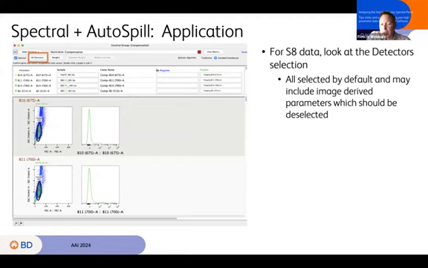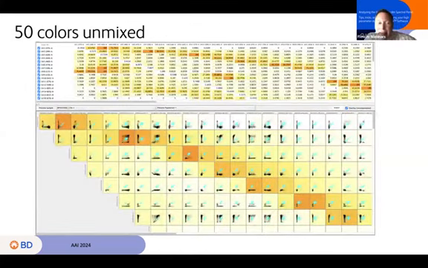I want to point out for S8 data, the all detectors box right here is very important. That is going to pick which parameters you're going to factor into the unmixing. If you're on an S8, a lot of parameters get added to the data that do not need to be unmixed because they are calculated parameters based off of the images. So they're not contributing any fluorescence into the overall system. If you're on an S8, click that all detectors box and deselect all of the image derived parameters, or else you'll get a crazy compensation matrix where there are a whole bunch of parameters that don't really make any sense in there that are treated as detectors, et cetera. So remove those.